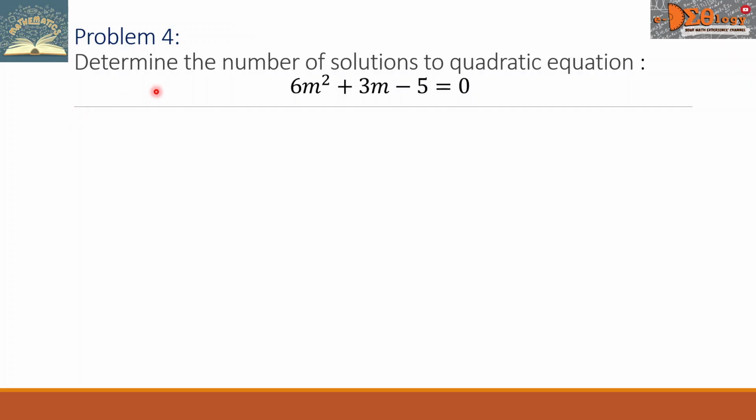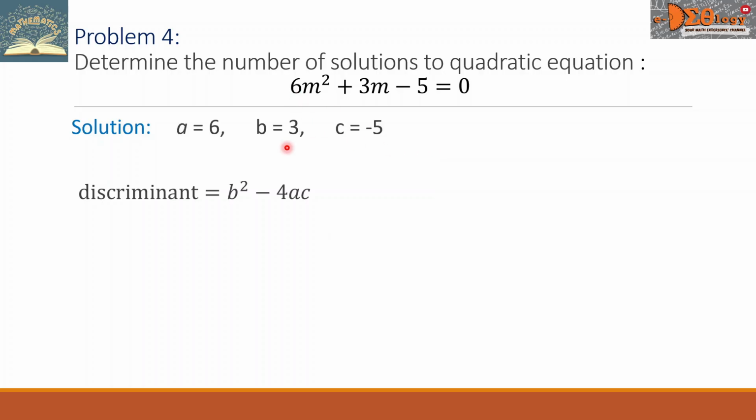Problem 4. Determine the number of solutions to quadratic equation 6m squared plus 3m minus 5 equals 0. This number of solutions can be solved by the discriminant principle. We have the formula, that is b squared minus 4ac. Let us first collect the values for a, b, c respectively. A, coefficient of m squared, that is 6. B, coefficient of m, we write here 3. C is the constant negative 5, and this is it.